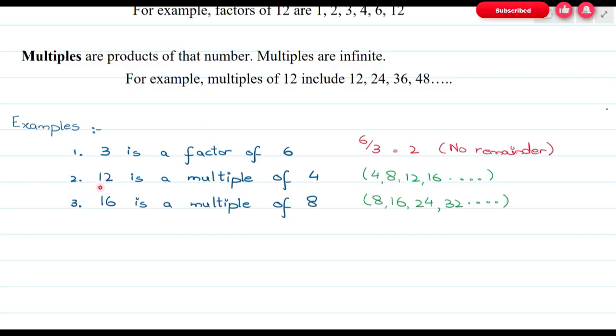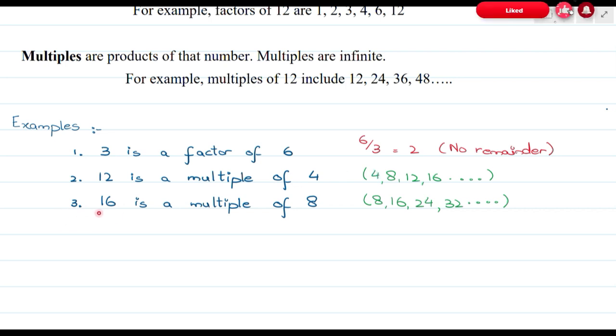Now for the second example, 12 is a multiple of 4. How do we check that 12 is a multiple of 4? We need to list the multiples of 4, the 4 times table: 4, 8, 12, 16, 20, and so on. So we can see 12 is a multiple of 4. 12 comes in the 4 times table.